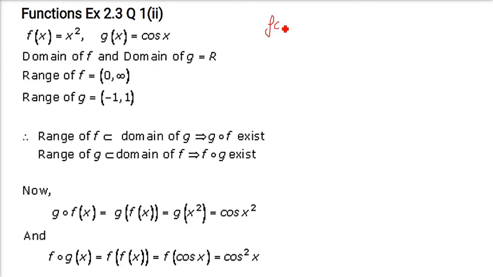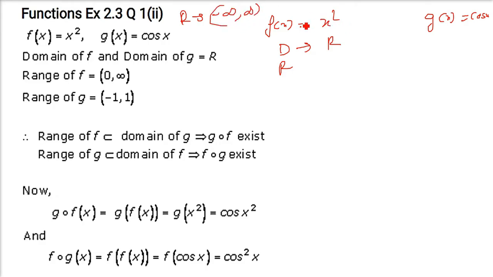Now the same thing in the second one. f(x) equals x square, g(x) is equal to cos x. First we'll find out the domain and range. In f(x) you can put any value, so the domain will be all the values which are possible. Whenever I am talking about real numbers, please understand I am talking about negative infinity to positive infinity. What is the range? Because it is x squared, always a positive value is going to come. So 0 to infinity will be the range.